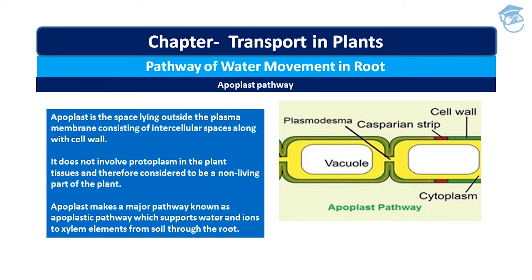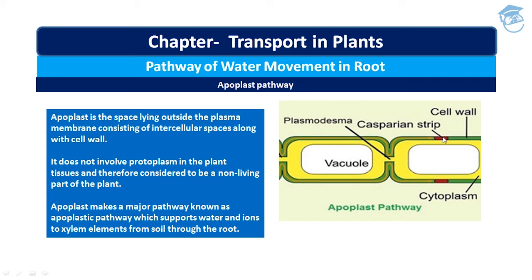Now we'll talk about the apoplast pathway. As we know, the symplast is held together by a structural framework, and that is called the apoplast pathway. So this is one plant cell, this is another plant cell. This is the Casparian strip.